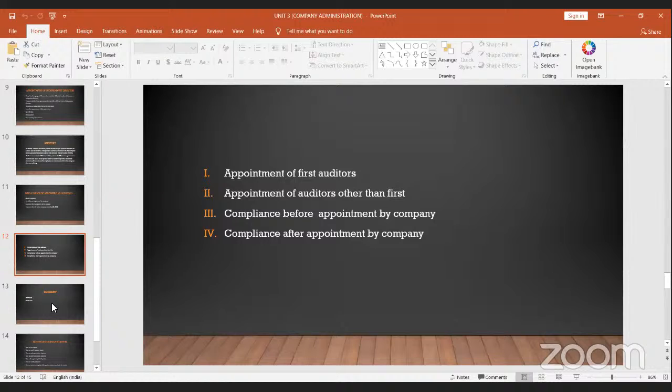Compliance after appointment of the auditor. After appointment, they look at whether you are performing as well or not. On that, they give a notice to the ROC, the Registrar of Companies, that we have already appointed the auditors. The ROC is going to conduct a meeting of the registered companies within the next 15 days, and they are going to discuss this. So these are the main things.